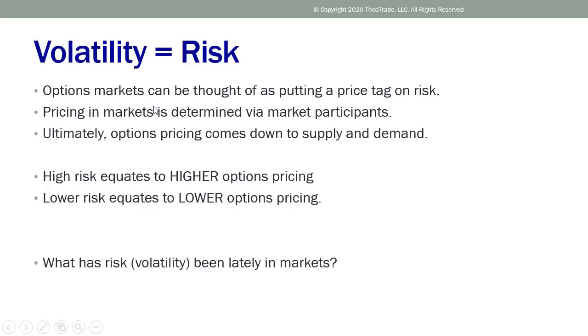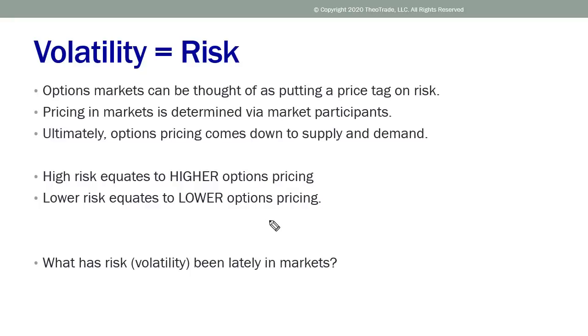Option markets can be thought of as putting a price tag on risk. Pricing in markets is determined via market participants. Ultimately, options pricing comes down to supply and demand. Higher risk, higher options pricing. Lower risk, lower option pricing. Let me just show you a really, really brief example, and then we'll move forward.